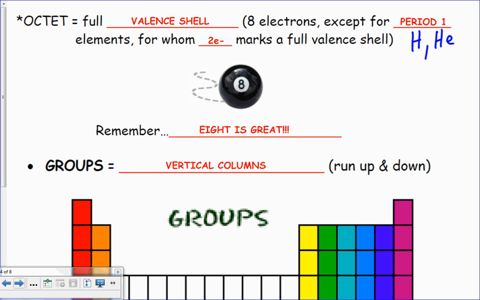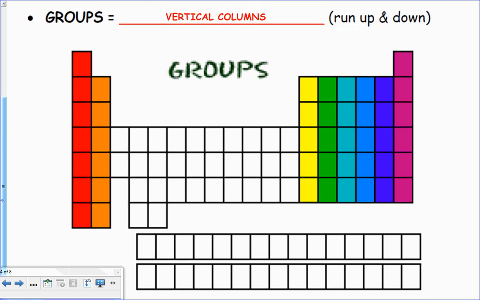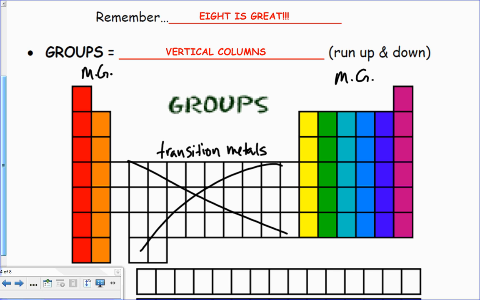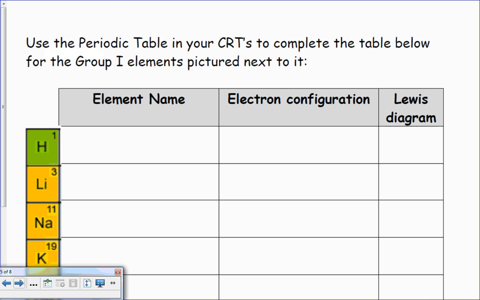So let's move on to groups, the vertical columns. These run up and down. We've got them color-coded in a rainbow here. So group 1, group 2, all these color-coded ones are the main group elements. We call these the main group because these are the main elements. These ones are called the transition metals. We don't include those in the main group because they play weird, fun, awesome chemistry games that we can't really make very good trends with. So we kind of skip those for now.